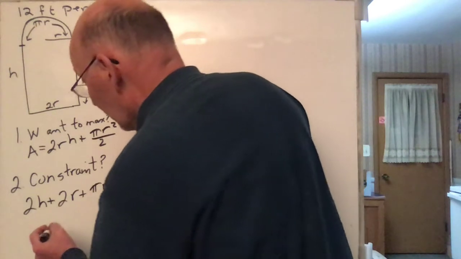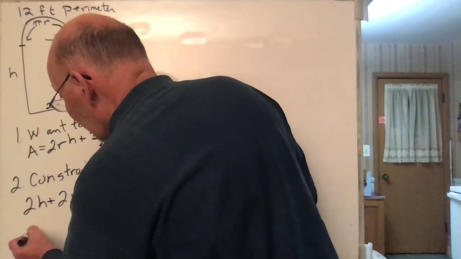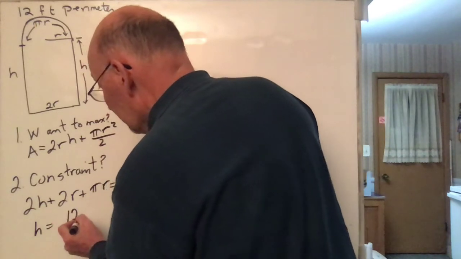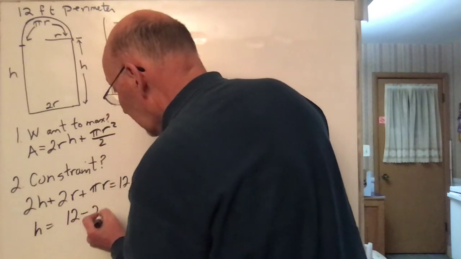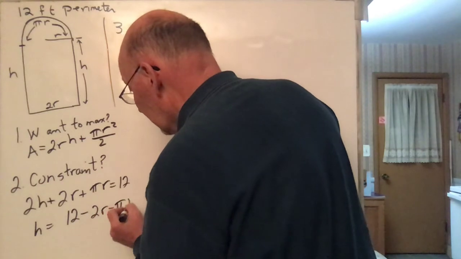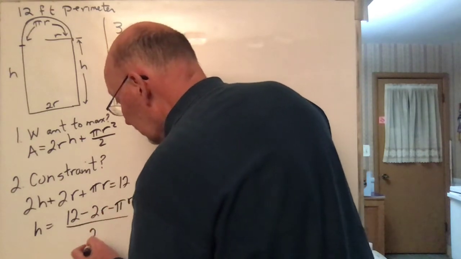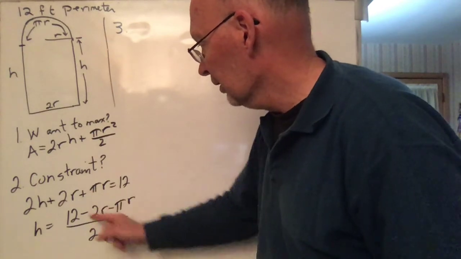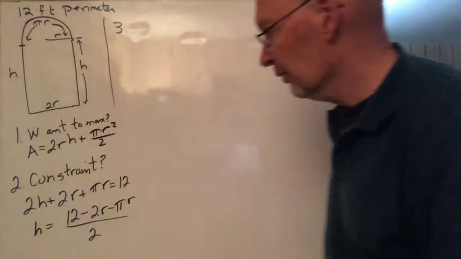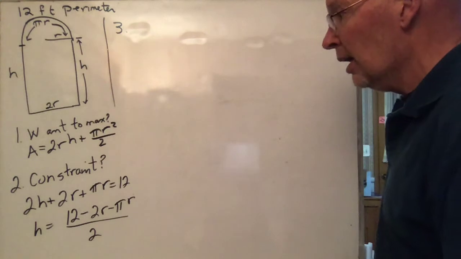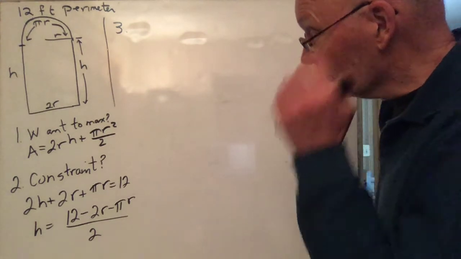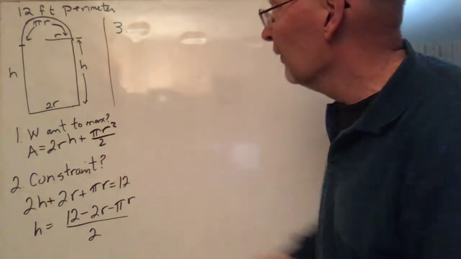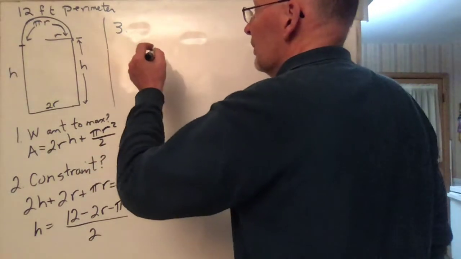So here we go. I'm going to do it in one step. h is equal to 12 minus 2r minus pi r, all divided by 2. Agreed? 12 minus 2r minus pi r. Bring those over, divide by 2. So there's my h. So now, let's see, I can write this all in terms of just one variable. So that's the third step.